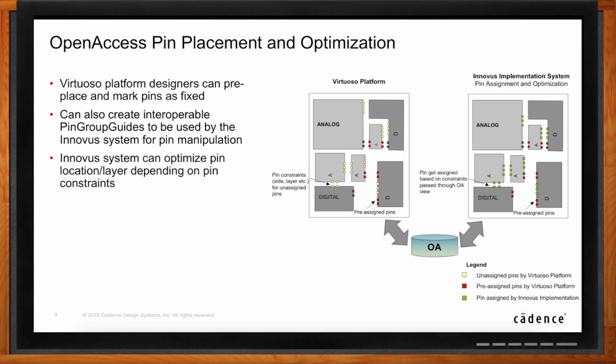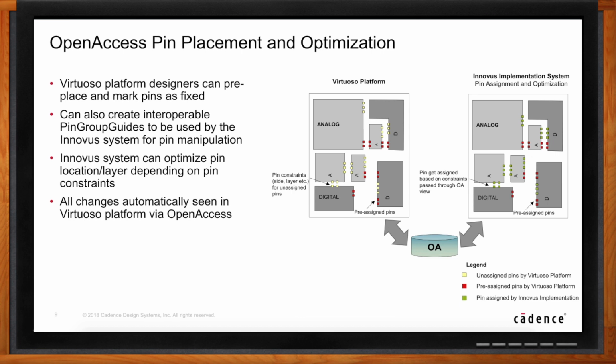So using open access, not only can we store the information that the pin has to be placed, but we can store information about where it should be placed, on what edge it should be placed, is there a layer constraint. So now we're storing much more in open access than just the design itself. We're storing the design intent information. And you can only do this if you have a well-integrated database. You simply can't do this through LEF/DEF.